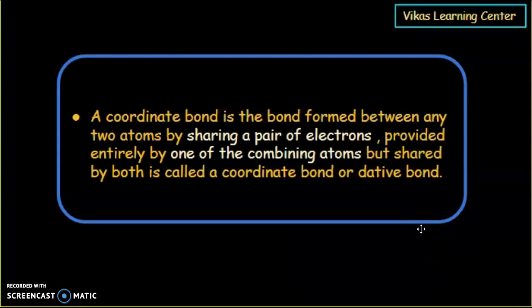And hence we can define the coordinate bond as the bond that is formed between any 2 atoms by sharing a pair of electrons, provided that the shared pair of electrons comes entirely from one of the combining atoms only, but is shared by both atoms. That is what we call a coordinate bond or a dative bond.